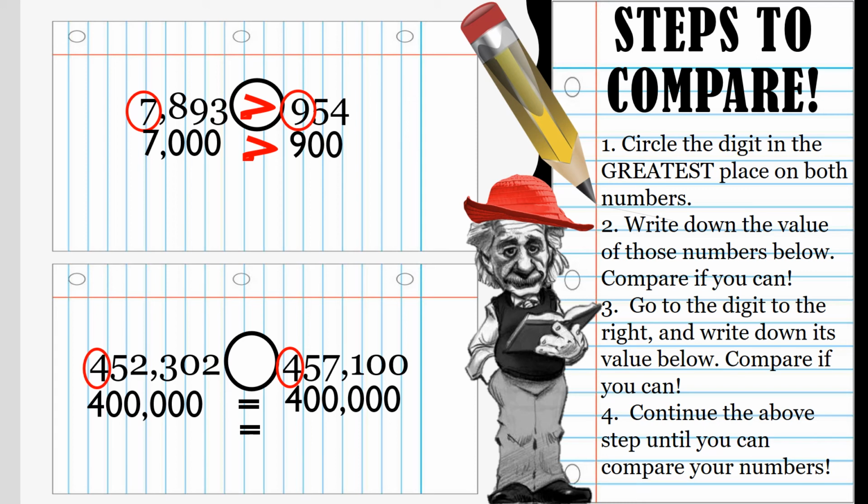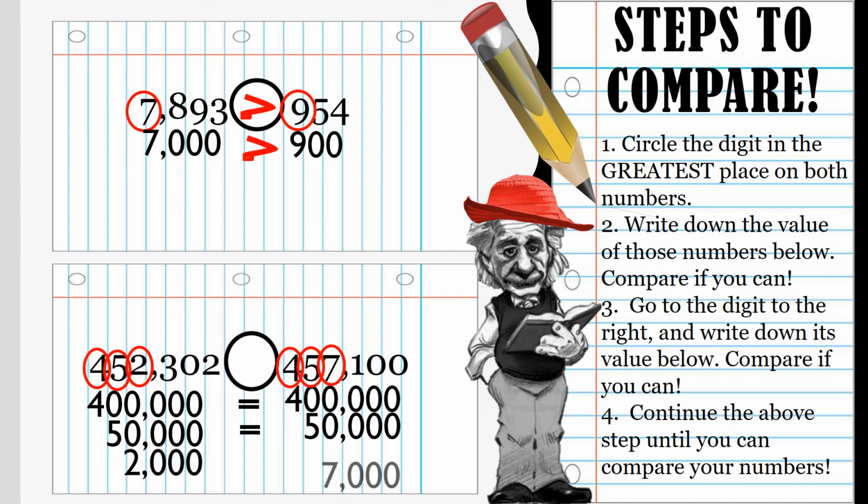Compare if you can. Okay, so let's look at the digit to the right. Okay, a 5 in the 10,000s, a 5 in the 10,000s. Well, that's worth 50,000 on both sides. That's equal as well. So we need to go again to the right to see if we can compare. Let's take a look at our thousands place. A 2 in the thousands place, a 7 in the thousands place. So 2,000s is going to be 2,000. 7,000s is going to be 7,000.